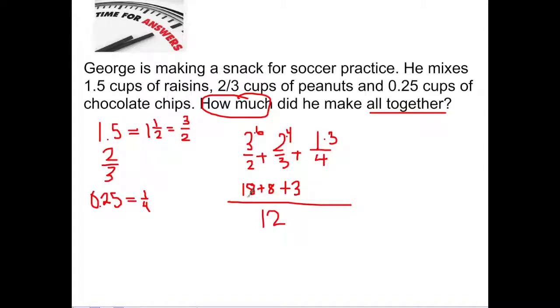So then adding that together, 18 plus 8 plus 3 would equal 29, and our denominator remains 12. So 29/12 then would reduce. 12 will go into 29 2 times, and that would be 24, and 29 minus 24 would be 5, so 5 remaining. So we would have 2 5/12 cups all together.